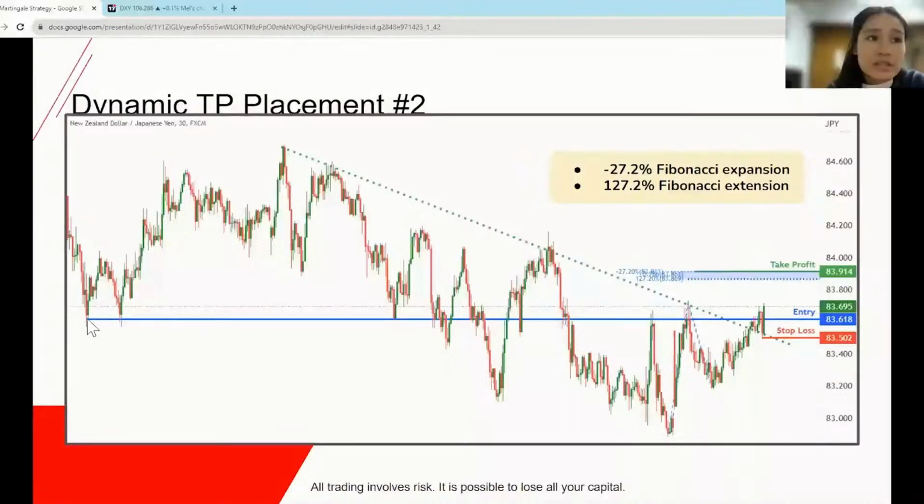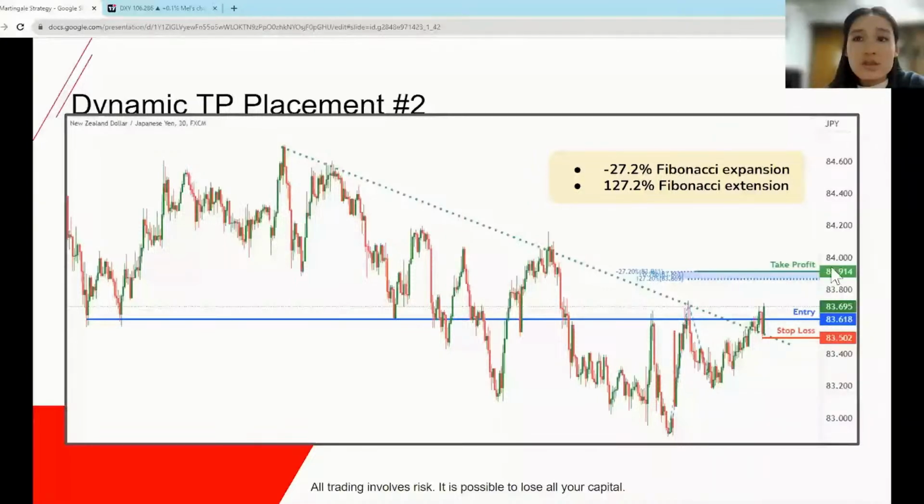So our entry is placed here at this swing low, or rather this overlap resistance. It's overlap because it basically means that there are bulls and bears that are respecting that area. So we have swing lows and swing highs that line up in the same level. So we're going in for a buy entry towards this take profit.